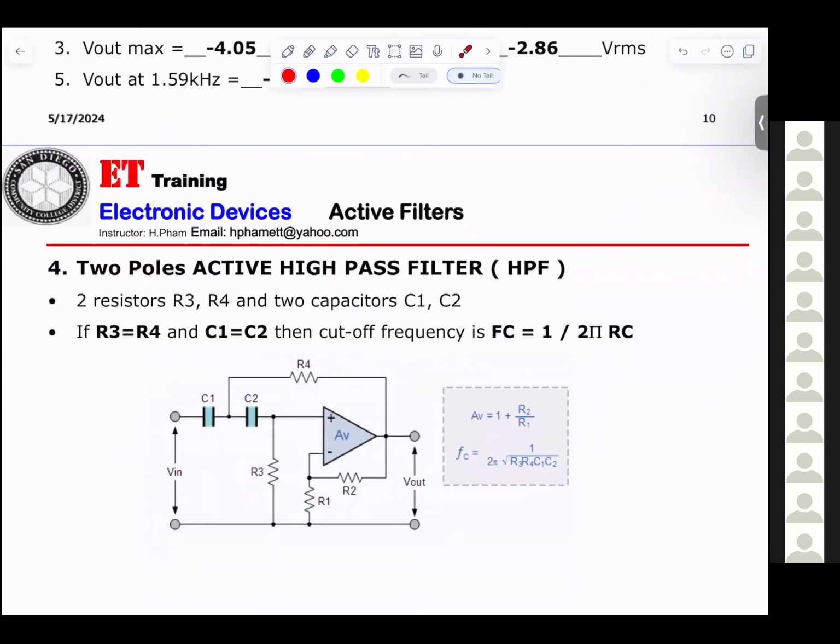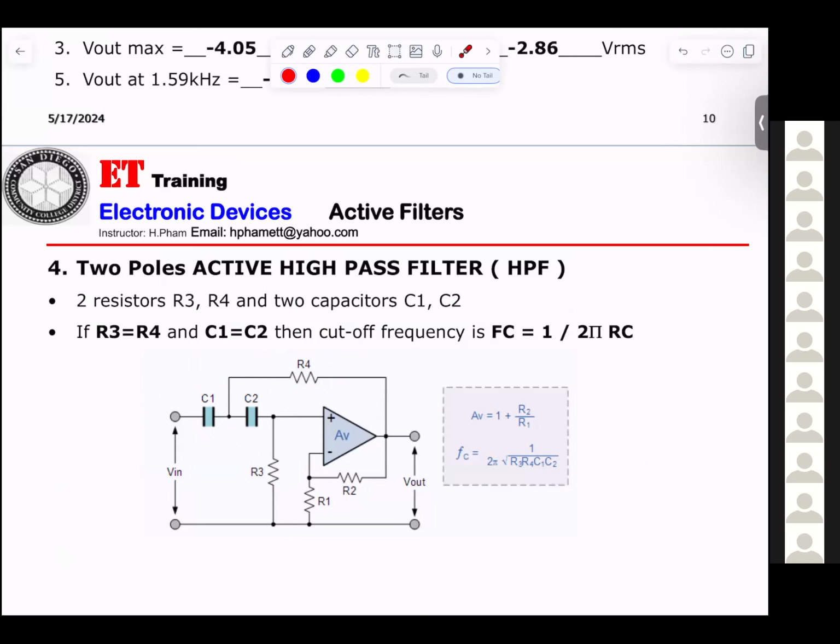This is a two pole. That's why you can see you get two C, okay, and two R, two pole. You just understand two pole, they will be going down minus 40 dB. Three pole, they're going down minus 60 dB per decade.